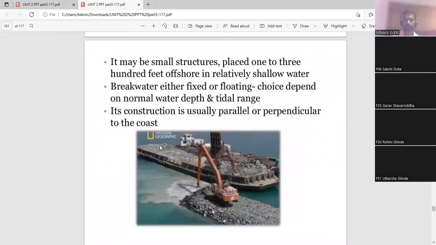See, this is how breakwaters are constructed. It may be a small structure placed 100 or 300 feet offshore in relatively shallow water. A breakwater is either fixed or floating, the choice depending upon the water depth and tidal range. Its construction is usually parallel or perpendicular to the coast. If the coast is like this, it may be a parallel or a perpendicular breakwater.